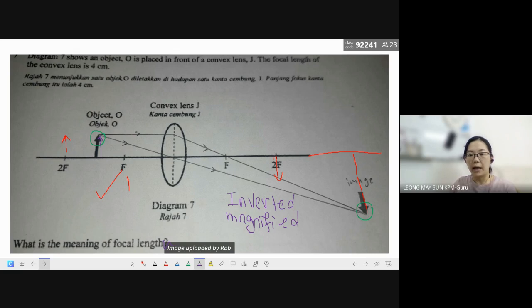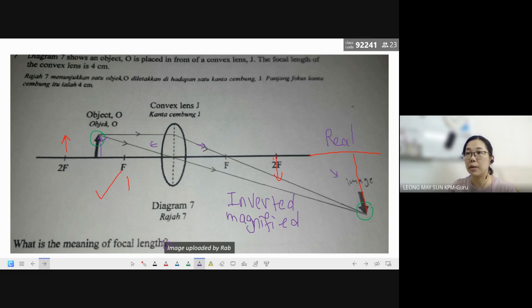All right, and then in terms of real and virtual, for refraction, if the object and the image are at two opposite sides of the lens, then the image is actually a real image. Real image means the image can be formed on the screen. That's the definition of real image. Okay, so the characteristic would be like this.